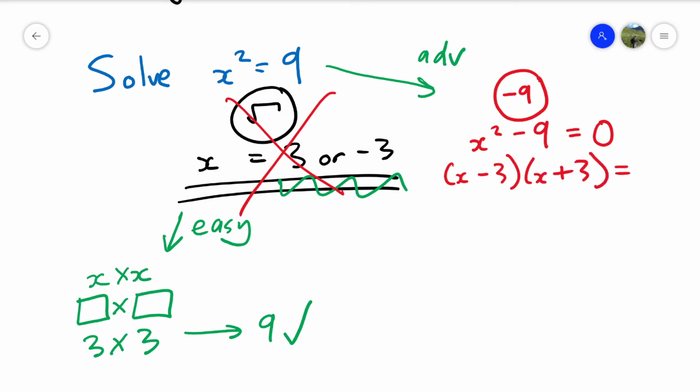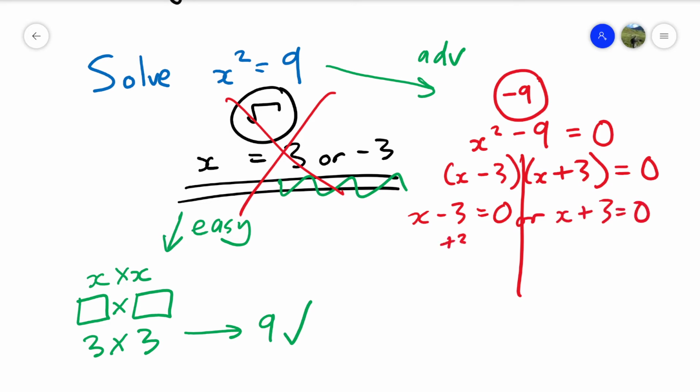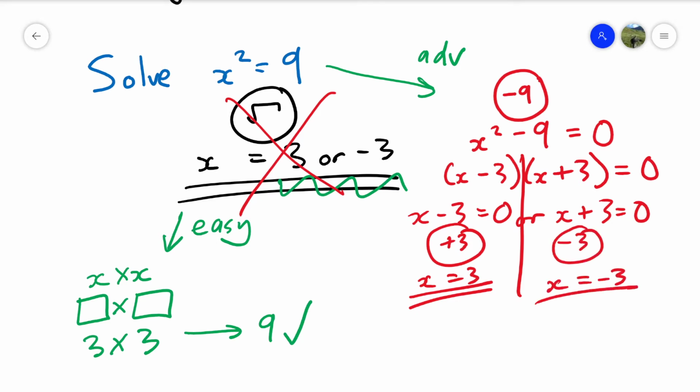And then we can say, oh well, one or the other must be equal to 0 because two things multiplied together equals 0. So that means that x minus 3 equals 0. Or, because that vertical line means or, x plus 3 equals 0. And then now I've got two linear equations which I can solve. I'll add 3 to both sides over here, which means x equals 3 in this version of reality. And in this version of reality, x equals minus 3. There we go.